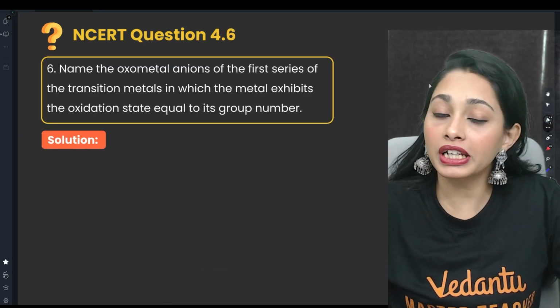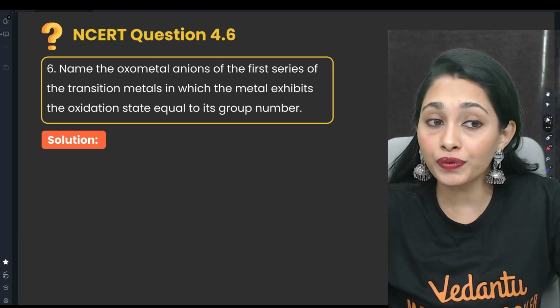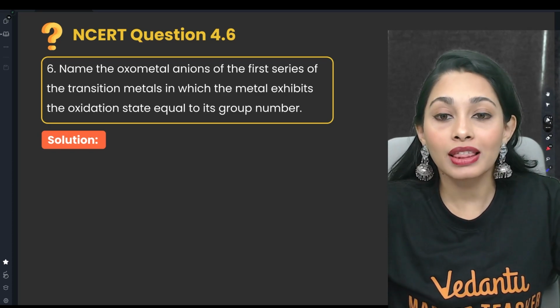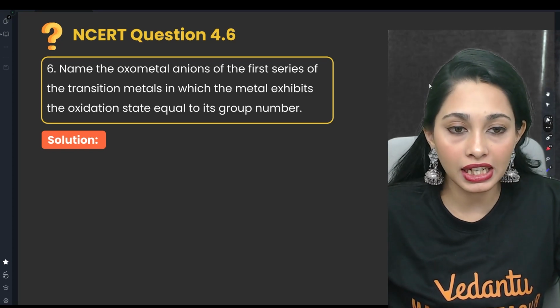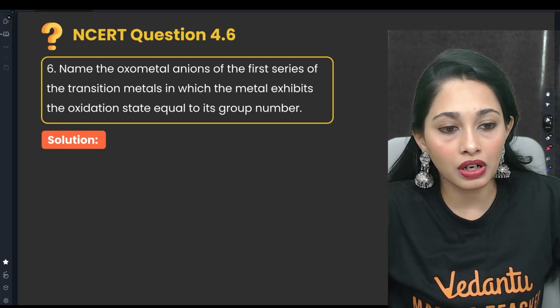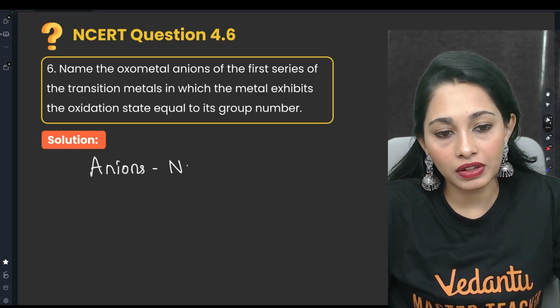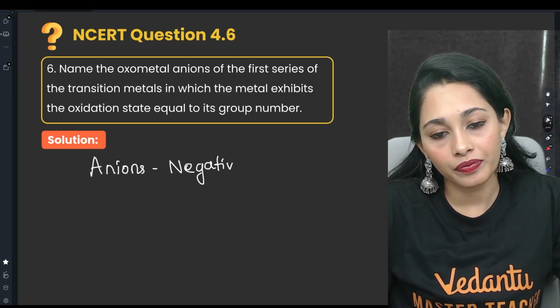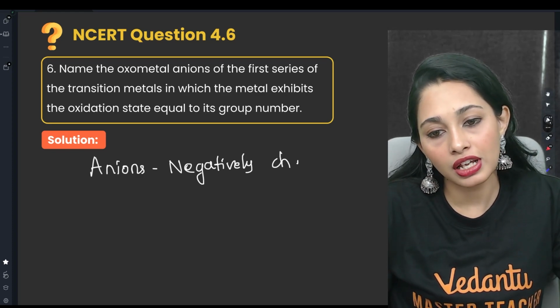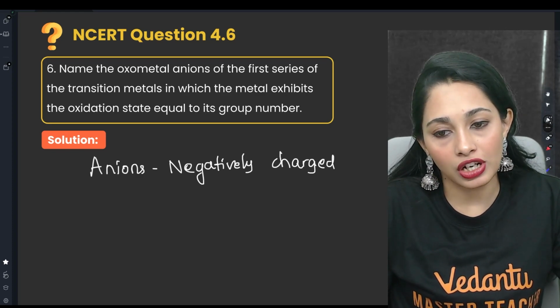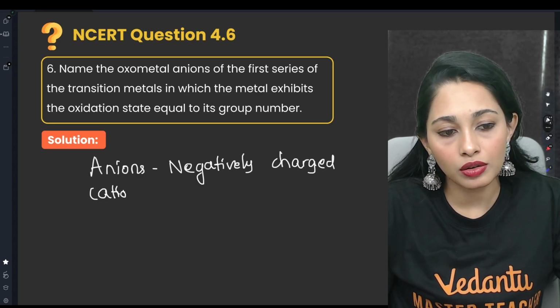Name the oxometal anions of the first series of the transition metals in which the metal exhibits the oxidation state equal to its group number. Anions are negatively charged ions, while cations are positively charged.